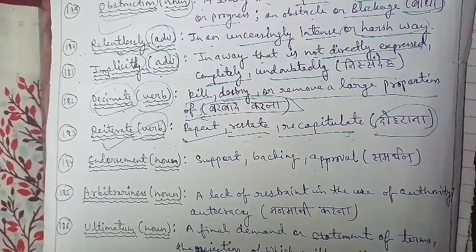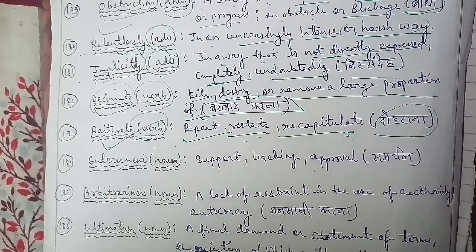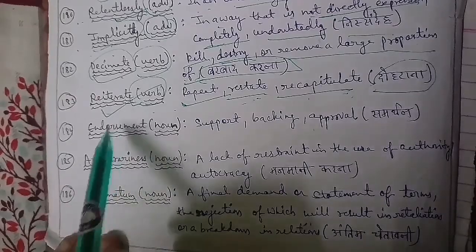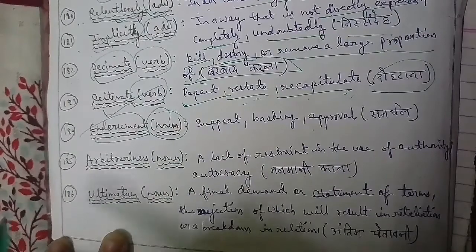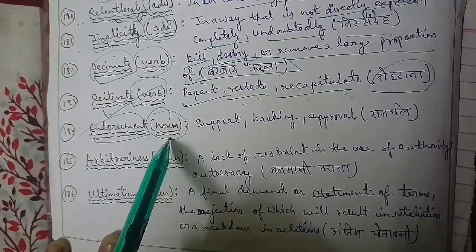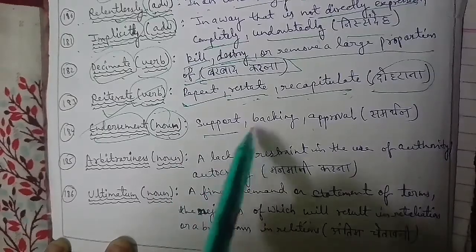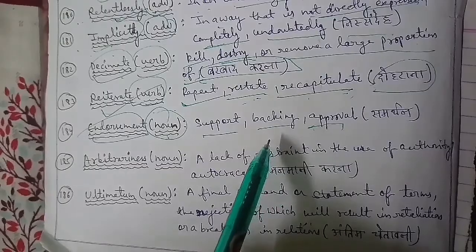Now moving on with the next one that we have here, the 184th word, and that is endorsement. Endorsement is a word that is used as a noun, and the meaning of endorsement is to support something, backing, approval, to give approval to something.